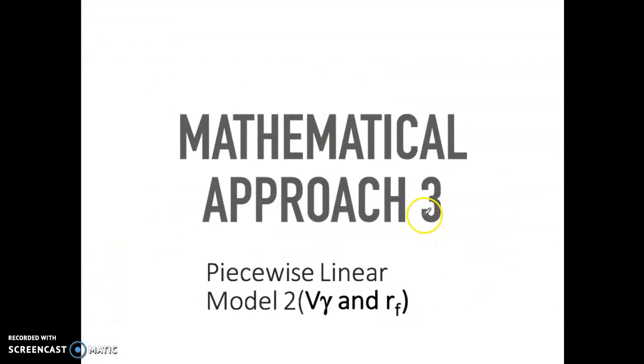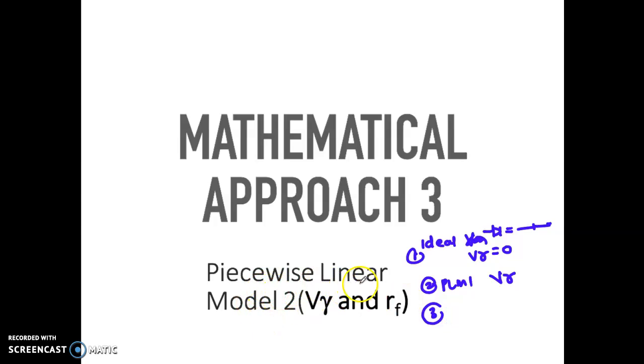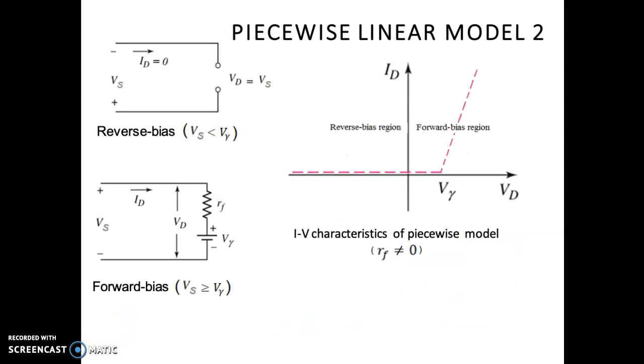Okay, so now let's move to the last model. Just now, in your ideal model, you replace your diode with a short circuit, right? Means here is V gamma equal to 0. Second model, PLM model 1, you replace the diode with V gamma. What is the third model? We call this one PLM2, where you're going to replace your diode with V gamma and RF.